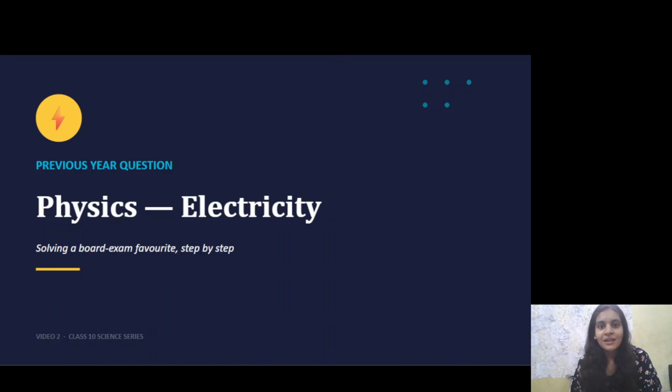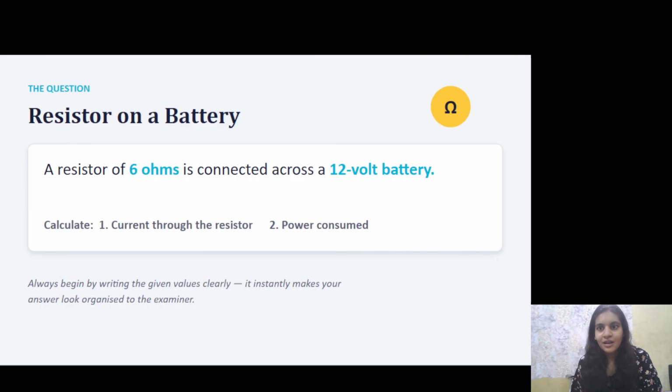So yes, here is the question. You see there is a resistor of 6 ohms connected across a 12-volt battery. The question asks me to calculate the current flowing through the resistor and also to calculate the power consumed. So yes guys, let's go through it step by step. I hope you are ready.